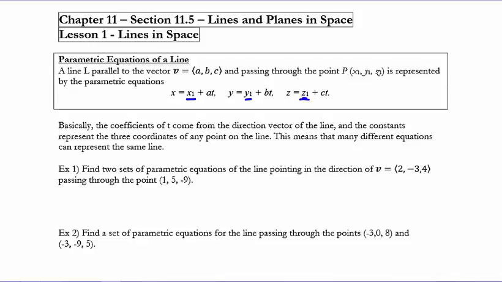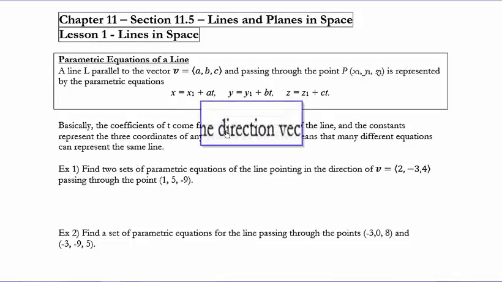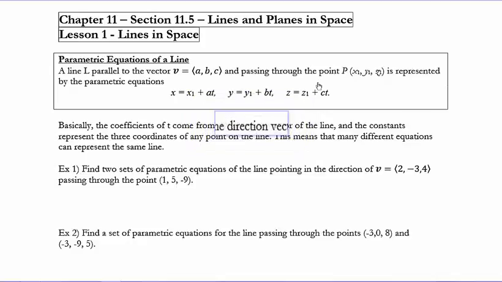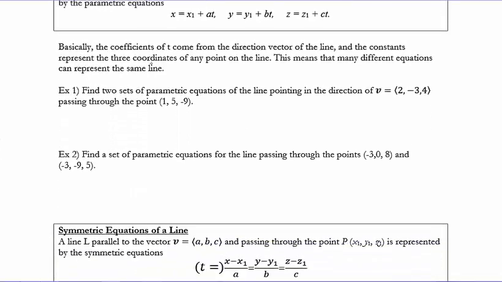Basically the t comes from the direction vector of the line, and the constants represent the 3 coordinates of any point on the line. This is also important: the t comes from the direction vector. When we talk about planes, it actually doesn't come from a direction vector, so that's important to remember. For a line, you need to know its direction. That vector gives you the coefficients. What you also have is 3 coordinates of any point on the line. That means if you used one point, you get one equation. If you use a different point, you get a different equation. And we'll talk about that right now.